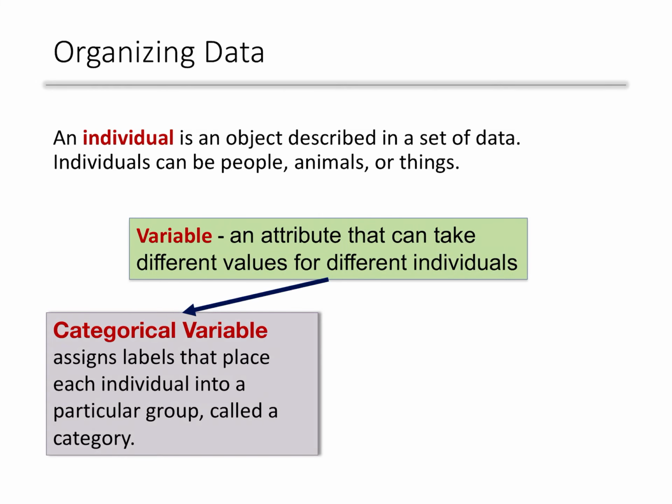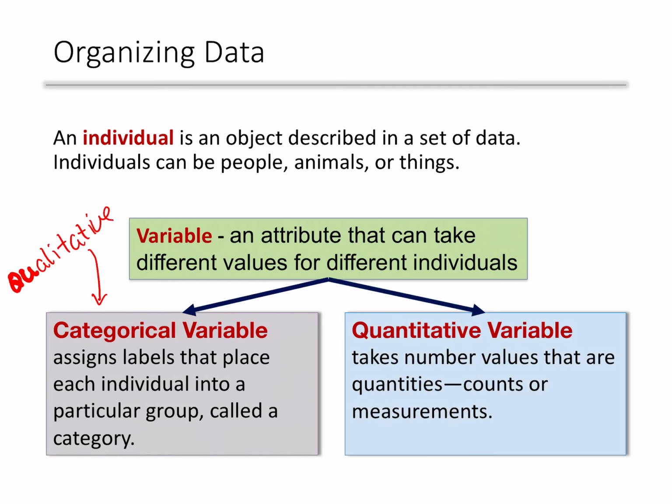We have what is called a categorical variable. Sometimes this is also called a qualitative variable. It's the same thing as a categorical variable, depending on the textbook. This would assign labels that place each individual into a particular group called a category. So for example, the hair color, that would be a category. It's either blonde, brown, red, and so forth.